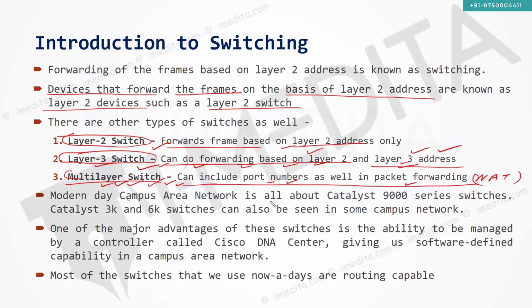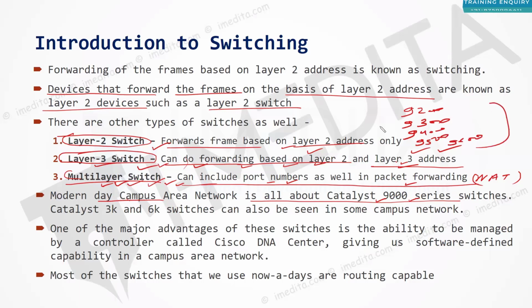The modern-day campus area network is all about the Catalyst 9K series. It was launched by Cisco, as I mentioned, and I brought up this topic yesterday as well. A couple of years back, Cisco launched this whole new Catalyst 9K series of switches, and that's what they are recommending us to use nowadays. We have the 9200, then the 9300, the 9400, the 9500, and then the 9600 series of switches, right?